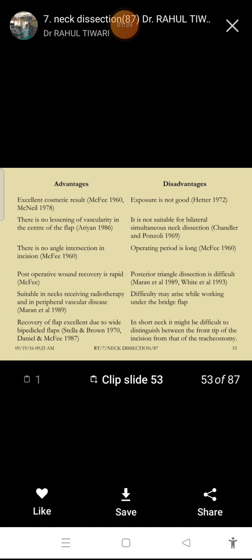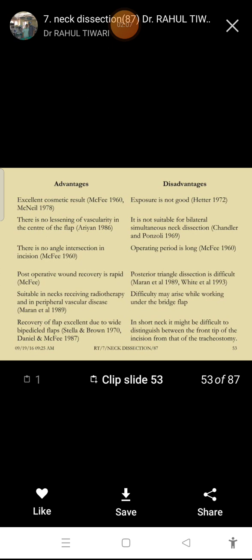What are the advantages and disadvantages? Let us have a look at the advantages. Excellent cosmetic result. No lessening of vascularity in the center of the flap. No angle intersection in the incision. Post-operative wound recovery is rapid. Suitable in necks receiving radiotherapy and in peripheral vascular disease. And recovery of flap is excellent due to wide bipedicled flaps.